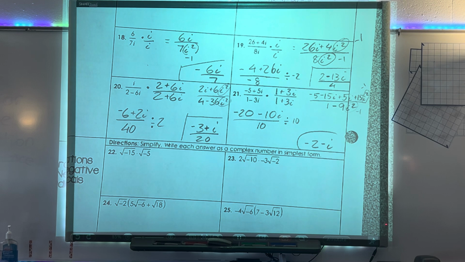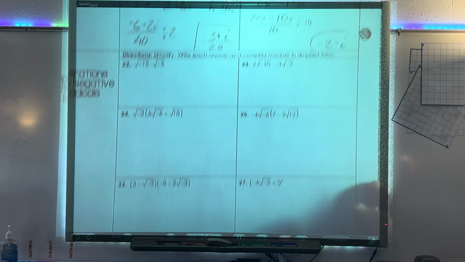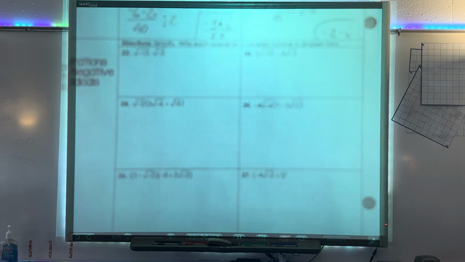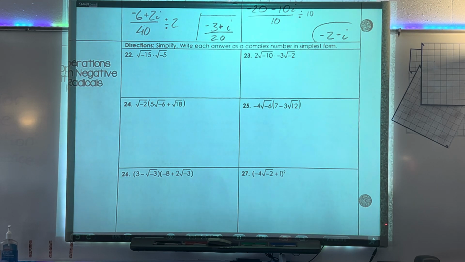Y'all okay with those? Okay, like I said, I squareds are the ones that you're gonna see the most often, like as far as when we're working in problems, it's gonna be an I squared. You're not gonna see a lot of powers of I that you're gonna deal with. Alright, so, we're kinda back at looking at when we have these negative radicals.